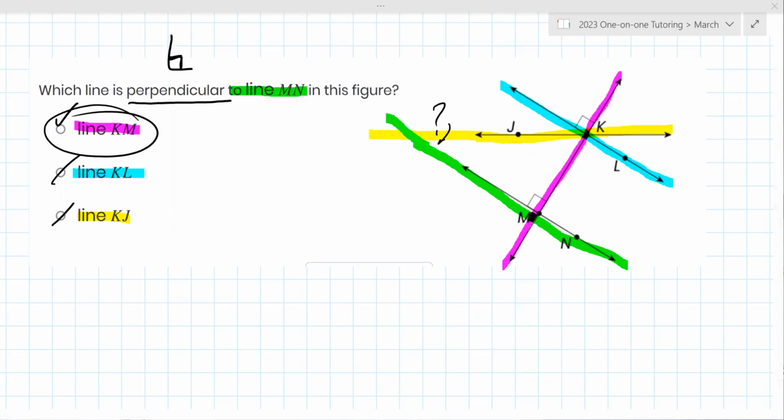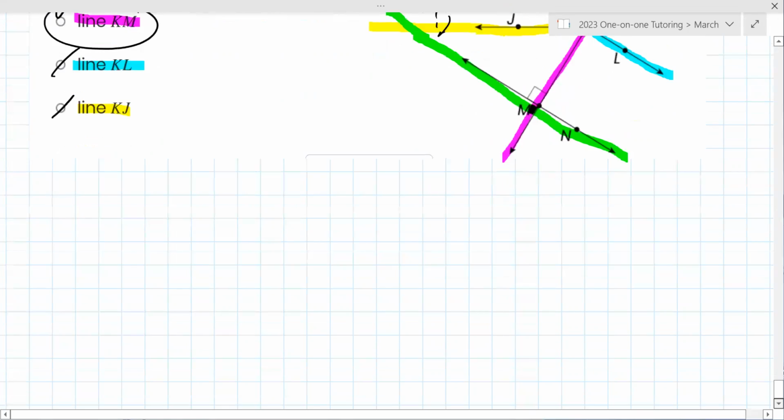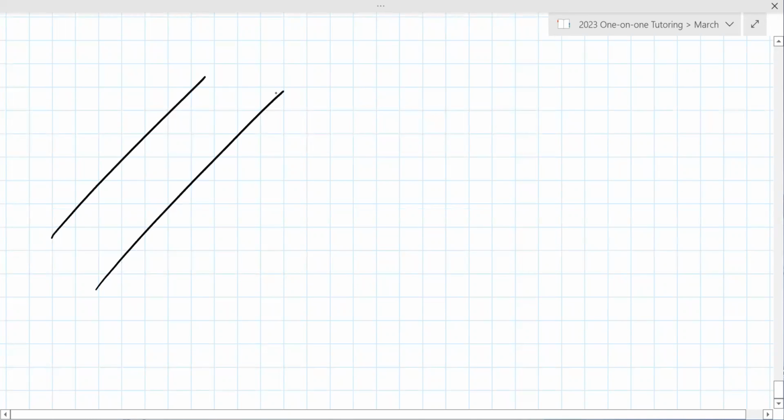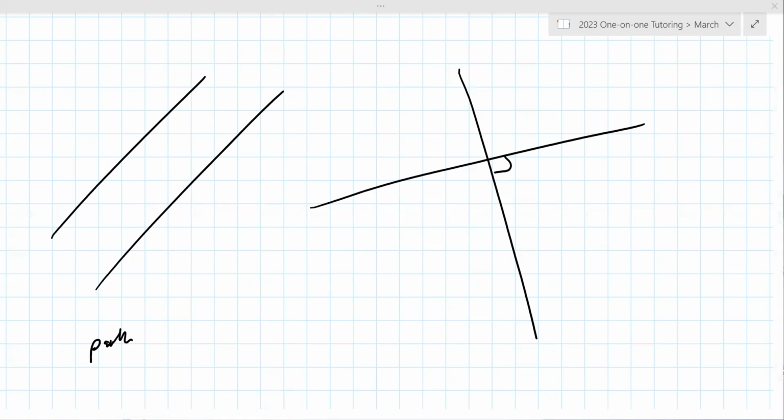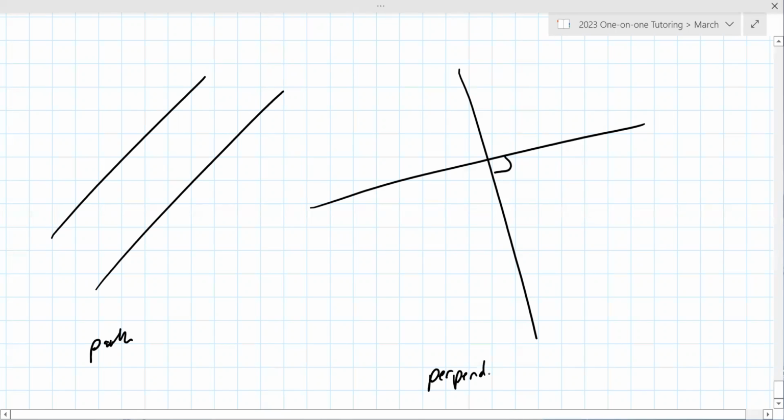Does that make sense between perpendicular and parallel? Kinda. Okay, so are these lines parallel or perpendicular? Parallel. Good. And are these lines parallel or perpendicular? Which one? What are they on the right? Is it parallel or perpendicular? Right. So perpendicular means right.